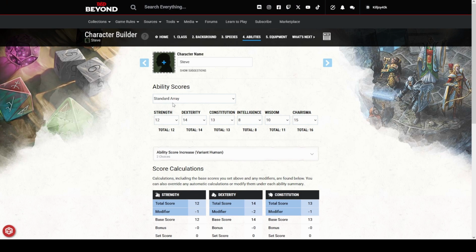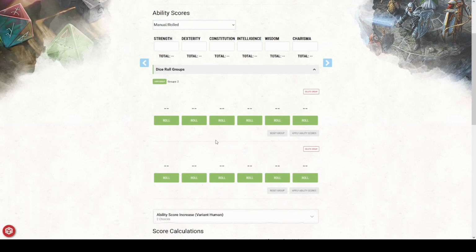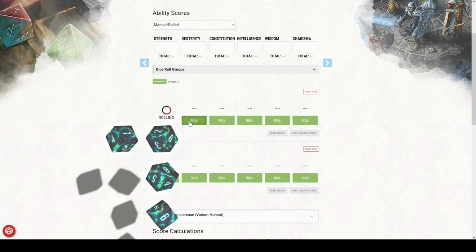So this is standard array. There's also manual and point buy. Something interesting you can do with manual rolled: sometimes DMs are going to tell you to roll 2 sets and pick your favorite set. So we're going to roll these.